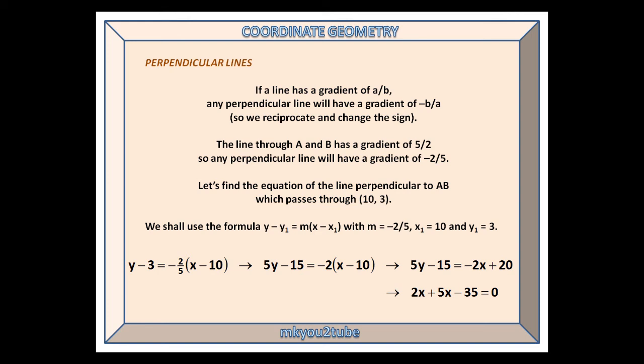Let's find the equation of the line perpendicular to AB, which passes through 10, 3. We shall use the formula y minus y1 equals m times x minus x1, with m is minus 2/5, x1 is 10, and y1 is 3. So y minus 3 is minus 2/5 of x minus 10. Multiplying by 5 gives 5y minus 15 equals minus 2 times x minus 10. Multiply out the brackets and rearrange, and we get 2x plus 5y minus 35 equals 0.